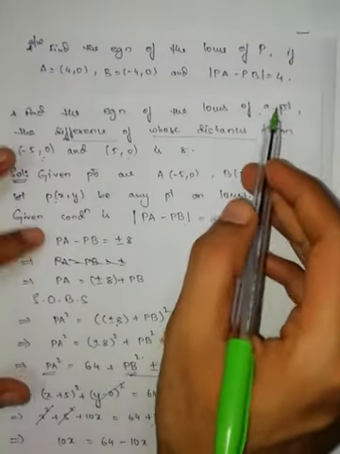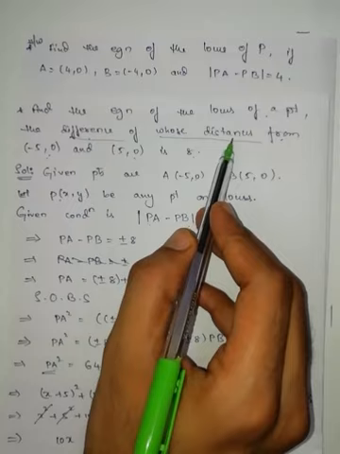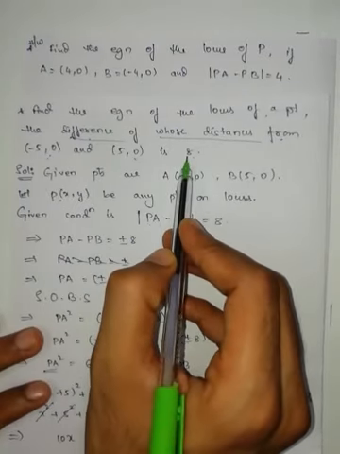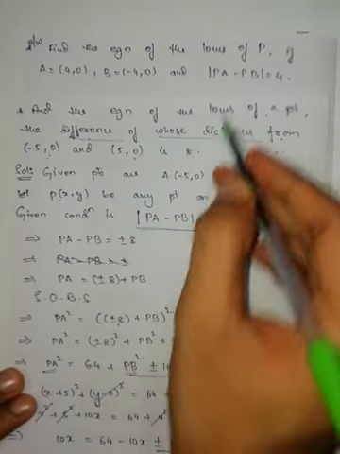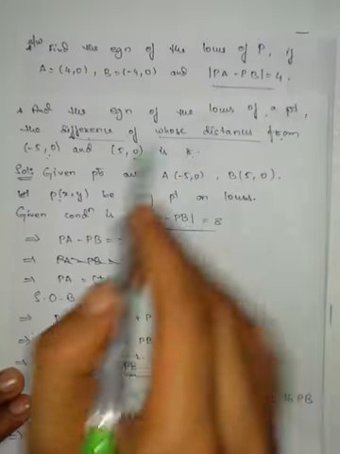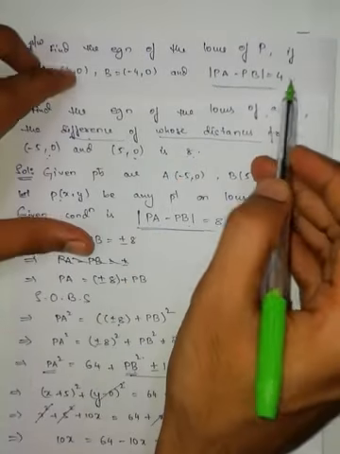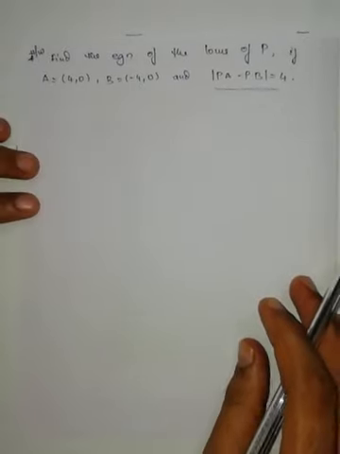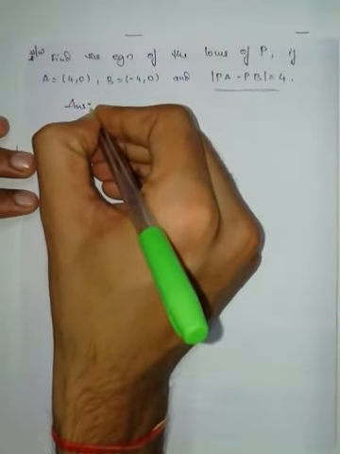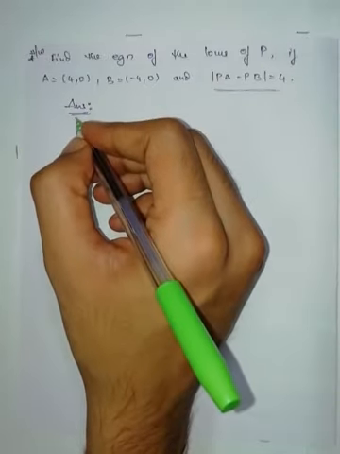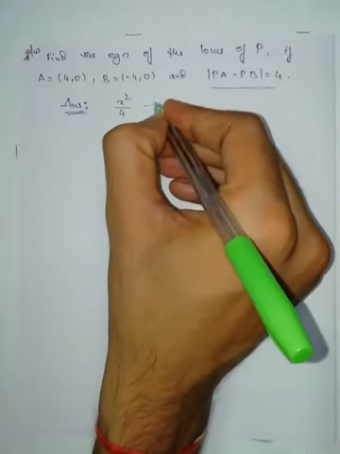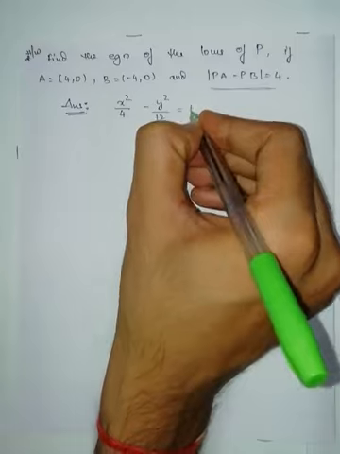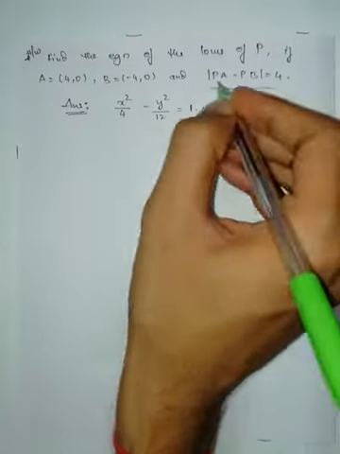In the previous problem, it was given in words that we have to find the equation of the locus of a point P, the difference of whose distances from this point and this point is 8, and we wrote it as a condition. Here they have directly given the condition. Just the points are different and this value is different. The resulting answer you have to get is x square by 4 minus y square by 12 is equal to 1.